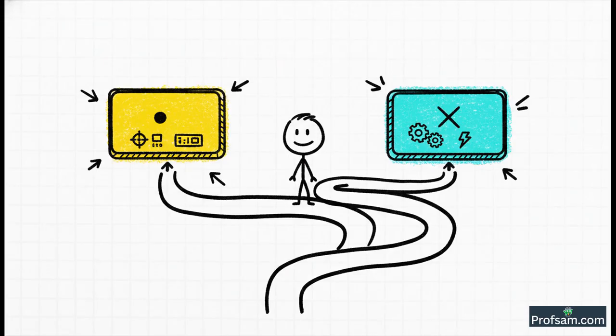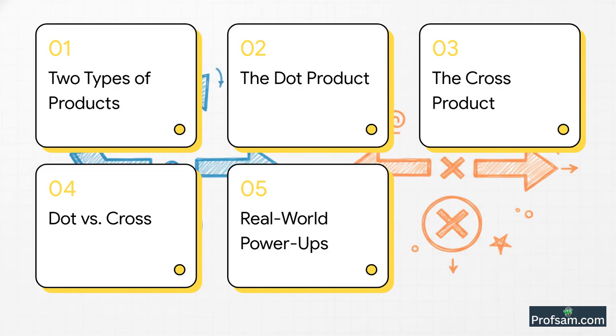Well, here's the cool part. There isn't just one way to multiply vectors. It's kind of like a video game, you know? You have to choose your game mode before you start the level. There are two completely different ways to do it, and each one gives you a totally different result for a very different purpose. So here's our game plan for today.